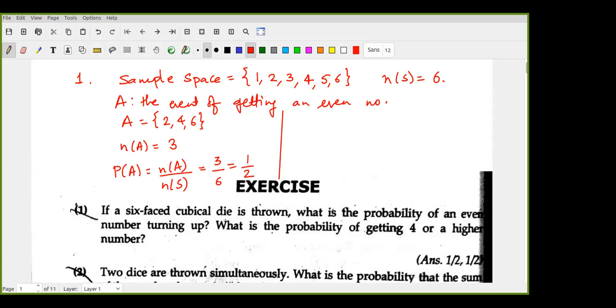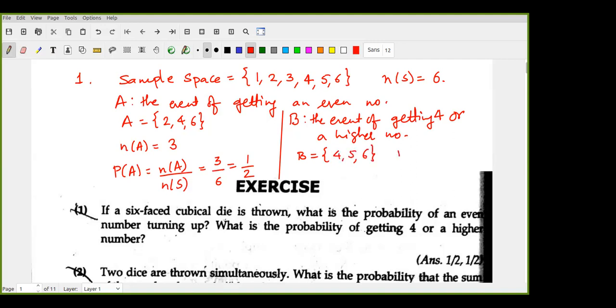The next part is, what is the probability of getting 4 or a higher number? Now when they say 4 or a higher number, it means 4, 5, 6, right? So we can say that B is the event of getting 4 or a higher number. So tell me what numbers will come in set B. 4, 5, 6. 4, 5, 6, right?